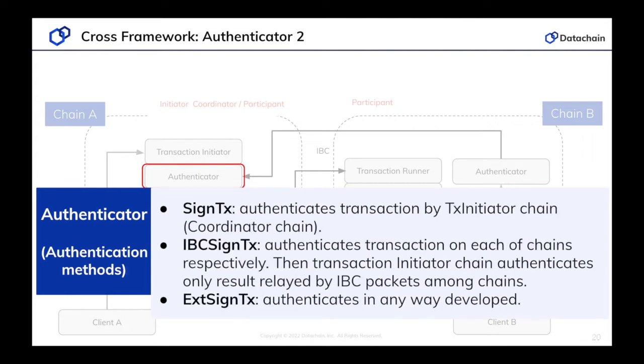There are 3 authentication methods. SignTX authenticates the transaction by the TX initiator chain. IBC SignTX authenticates the transaction on each of the chains respectively. Then the TX initiator chain authenticates only the result, read by IBC packets among chains. XSignTX authenticates in any way developed.